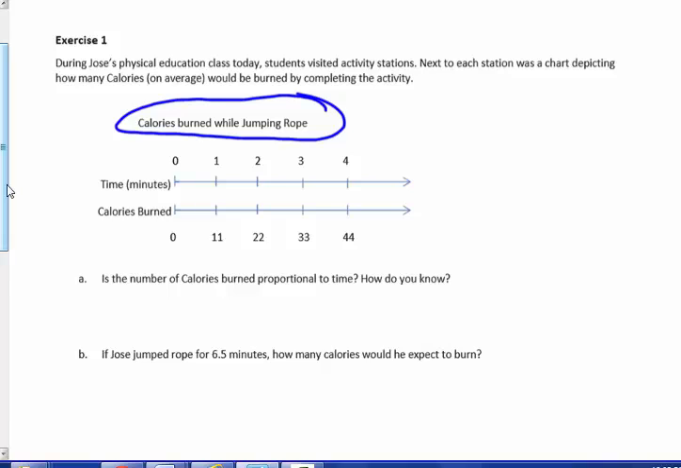Do you guys see what number to multiply by? This one's pretty easy. 11, Tyler, is correct. Each time you're multiplying by 11. So 0 times 11 is 0, 1 times 11 is 11, 2 times 11 is 22, 3 times 11 is 33, 4 times 11 is 44. This relationship was easy to see.